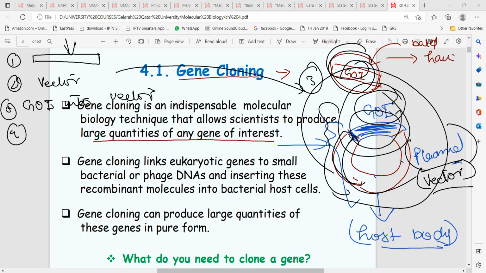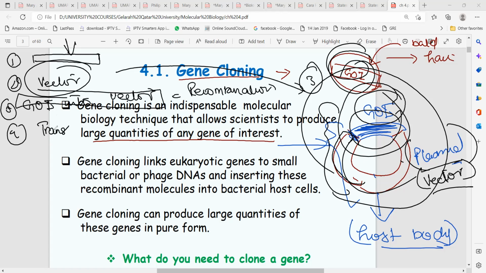Now the fourth thing is transformation of the recombinant vector. I told you this is recombinant. It's a combination of gene of interest and vector. So it is transformed into the host, meaning you transfer it into the host. Clear? Transformation is step number 4. And the fifth one is isolation of recombinant host cells.